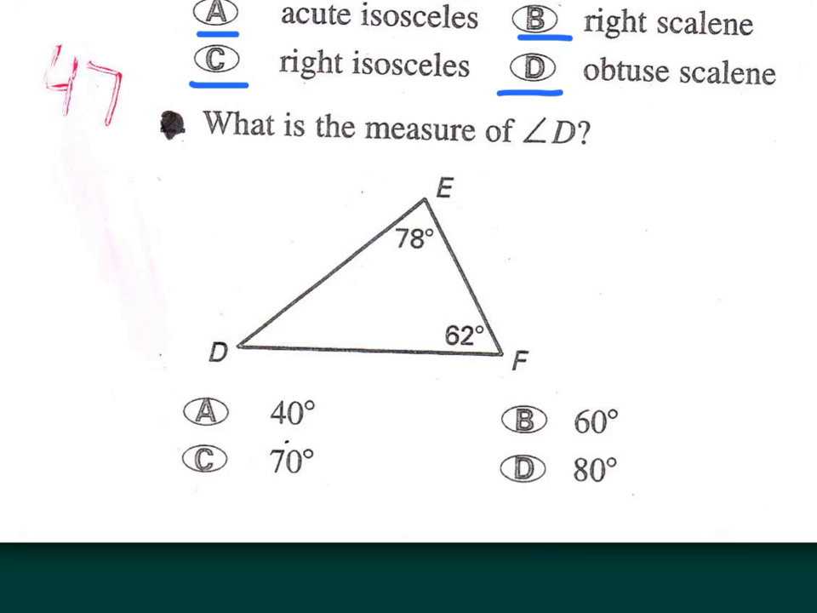Number 47, what is the measure of angle D? Okay, angle D is right here. What's the measure of him? Use what you know about how many degrees there are in a triangle. Is it A, 40, B, 60, C, 70, or D, 80?